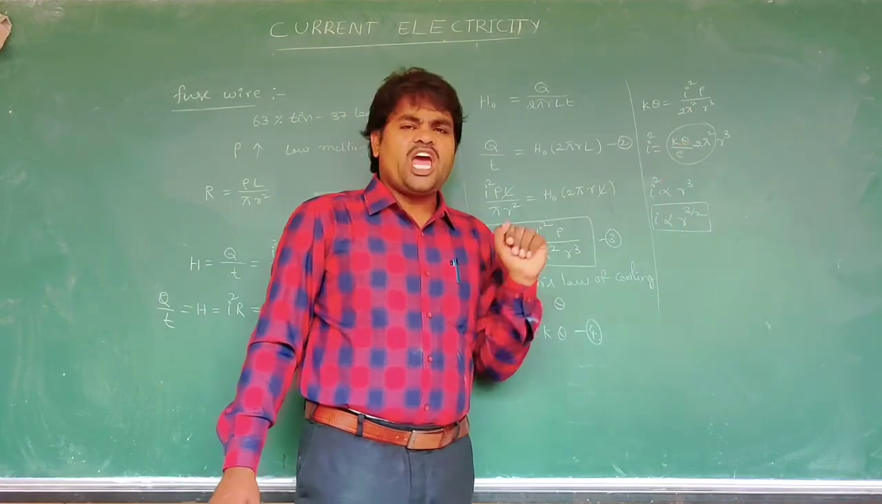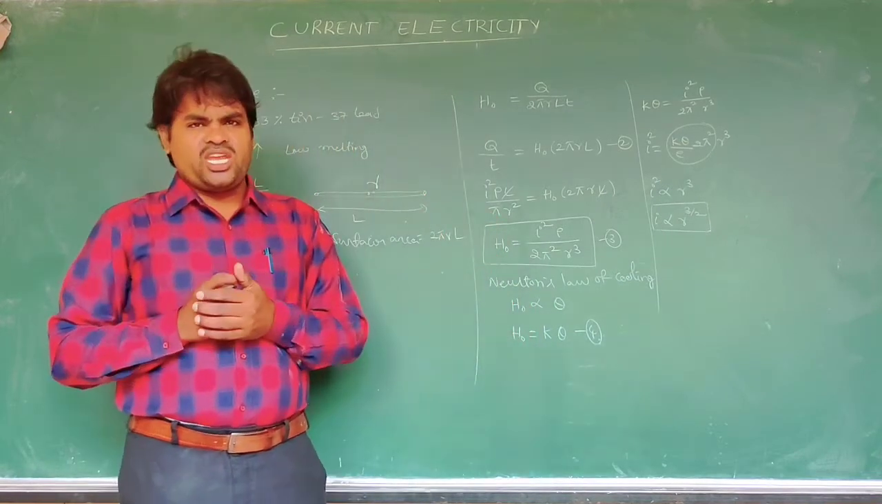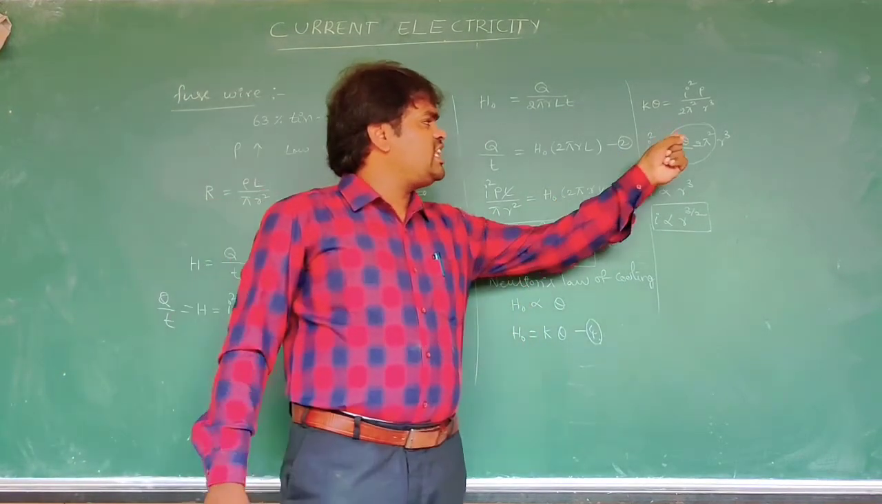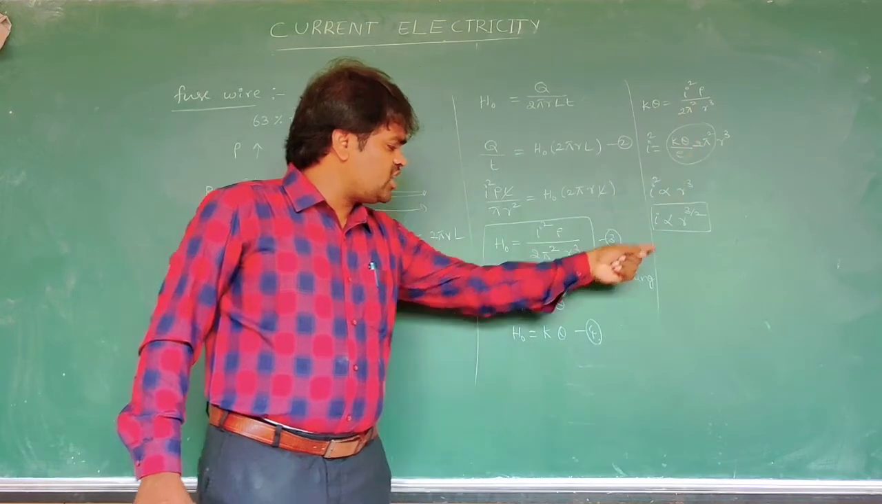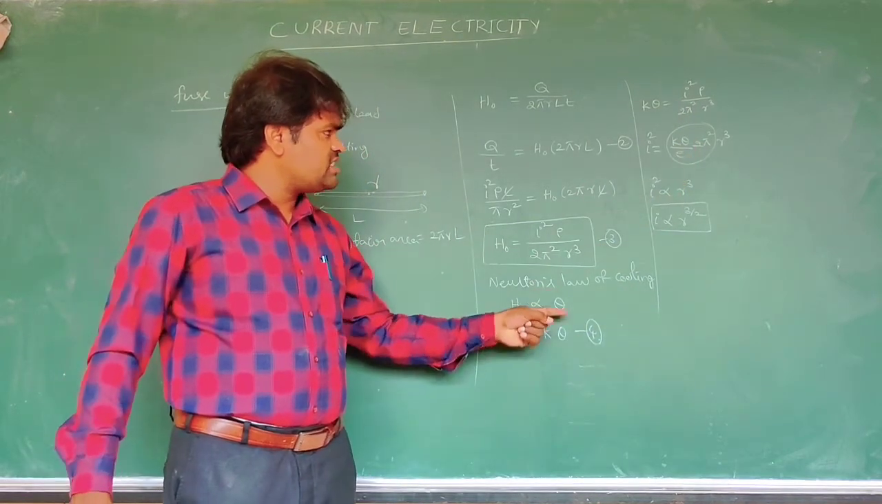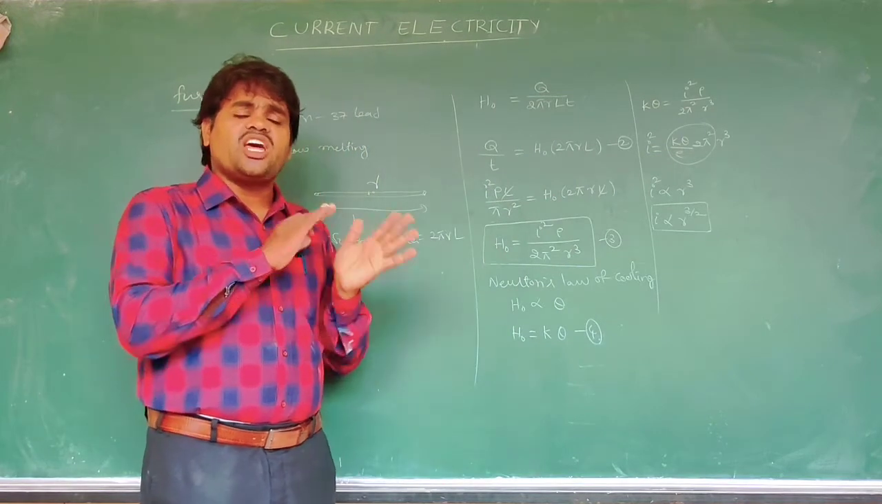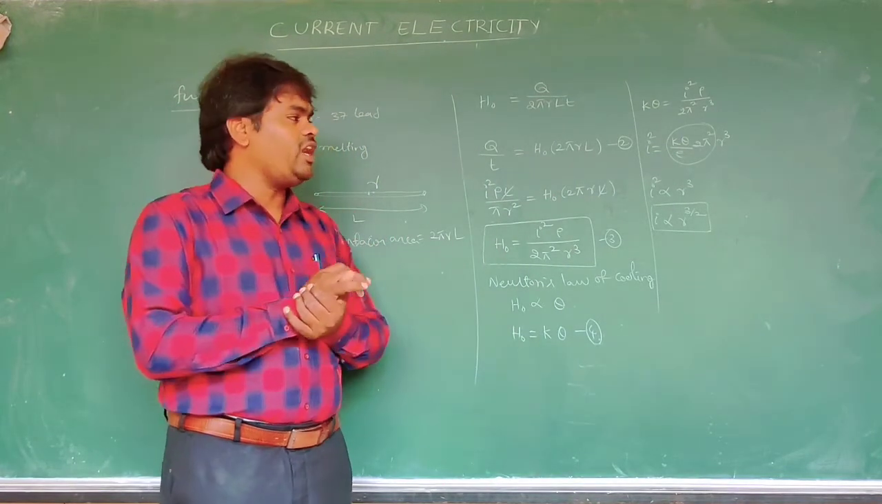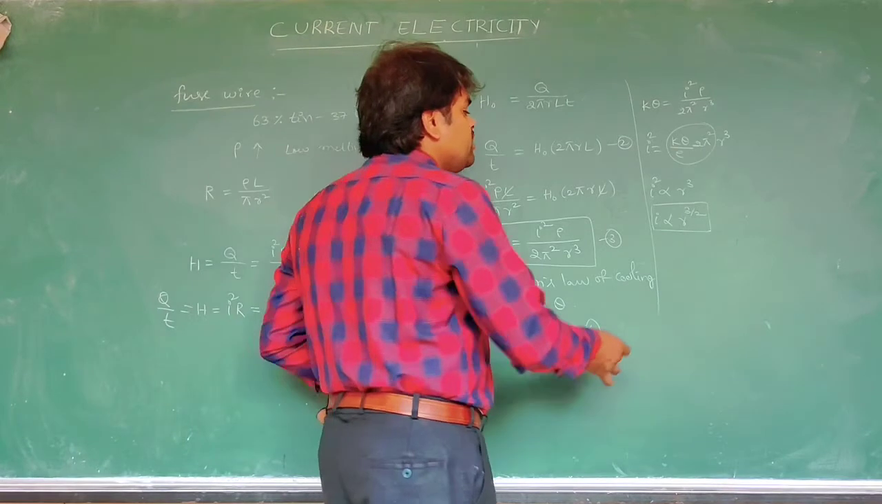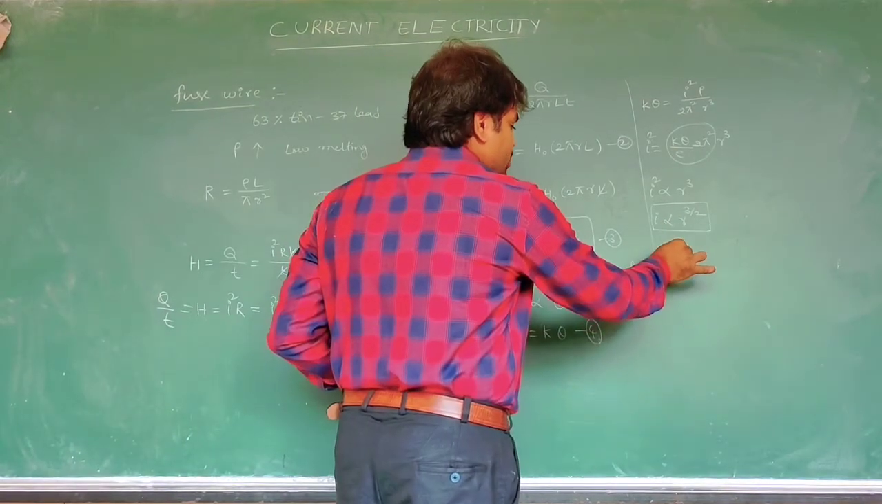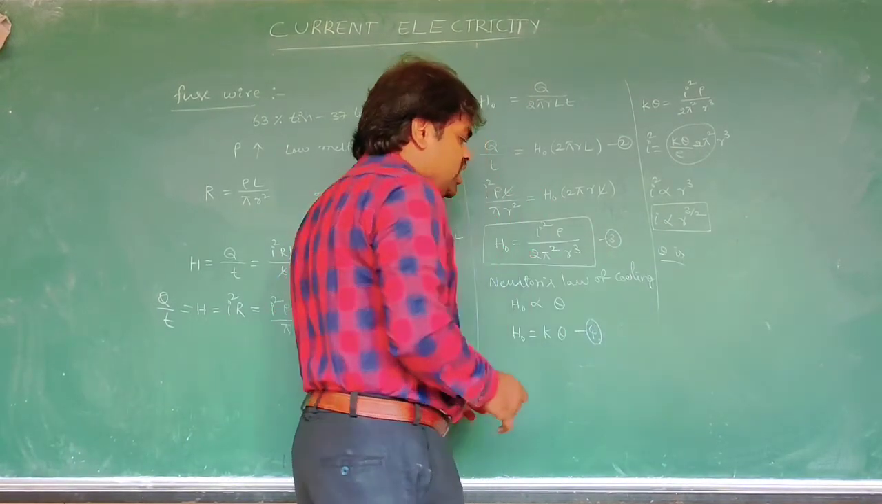Now here theta is the rise in temperature. You can see in the term that when theta is entered, there is no L. That means the rise in temperature is independent of the length of the conductor. Theta is independent of the length of the conductor.